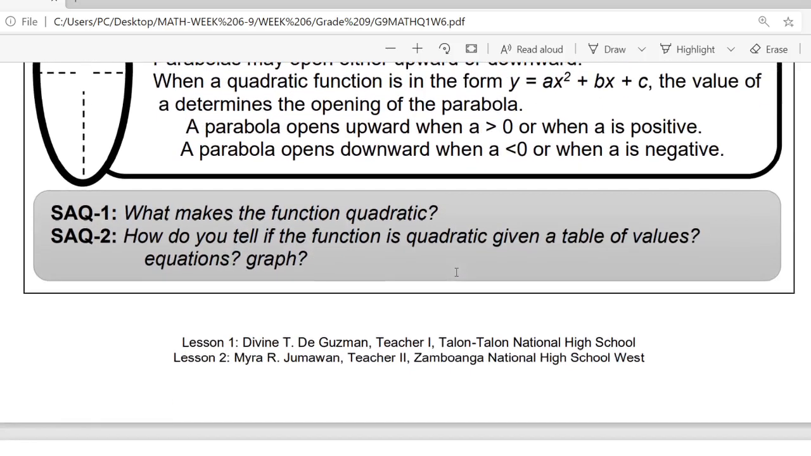Okay. What makes the function quadratic? Okay, so you have to write your answer there. What makes the function quadratic? How do you tell if the function is quadratic given a table of values? But given a table of values, how do you know that it is a quadratic function? I mean, it illustrates quadratic function. What if the given is an equation? Paano mo malalaman na quadratic if given an equation? Paano mo malalaman din if the graph is a quadratic? They just explain there.